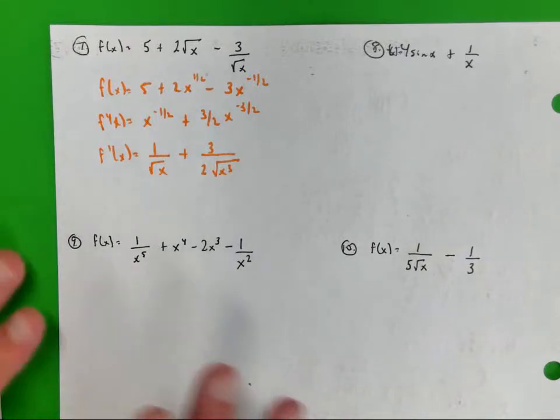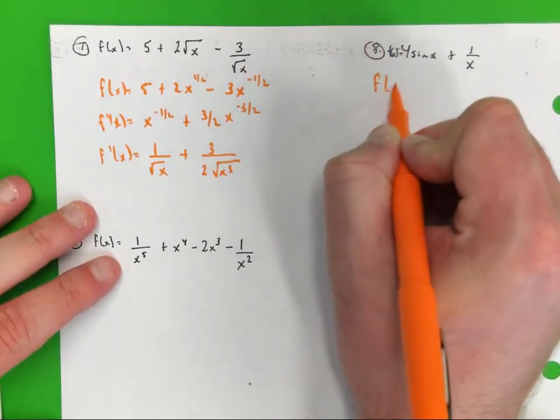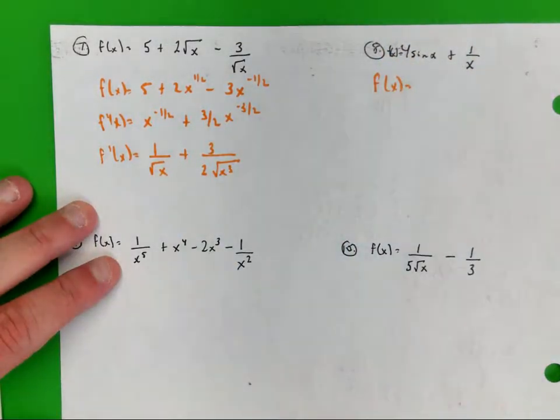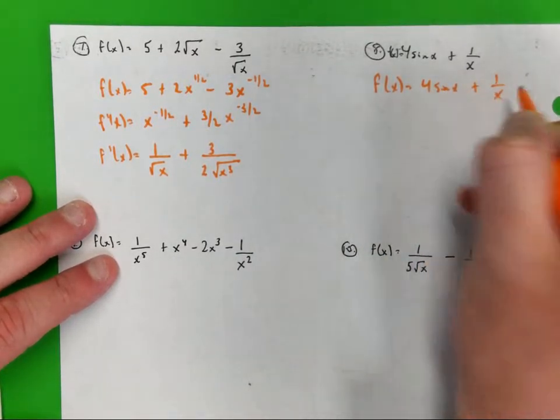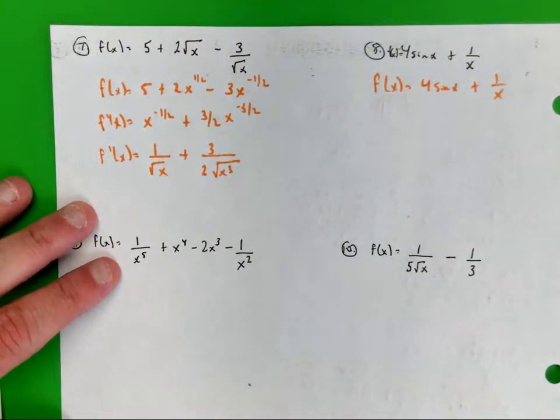Number 8 is kind of sloppy. Let me tell you what I meant. I meant for it to say f of x equals 4 sine x plus 1 over x. It might look like there's a negative 4, but it's not. How many terms do you have in there? 2. You're going to find the derivative of each one of those.